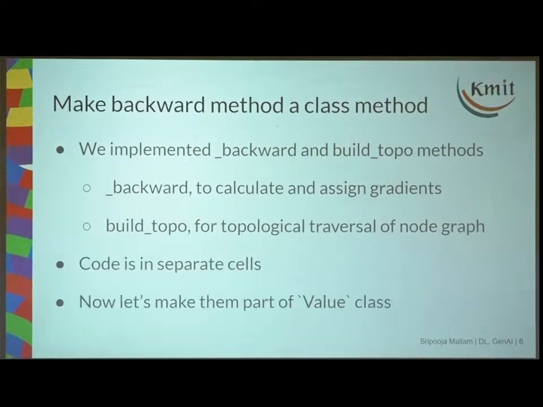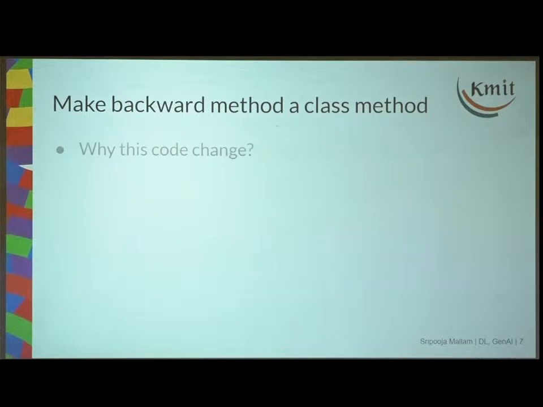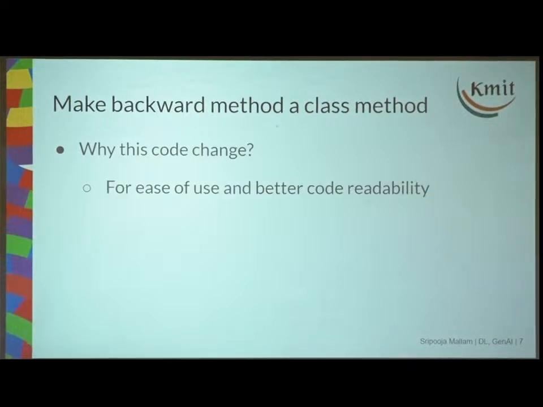Now code is in separate cells. We have to make it part of the value class. That's the only thing. So it was there in the subsequent cells, we just have to push it up back to the value class. So why this code change? Again, I already mentioned it is for better code readability and maintenance.